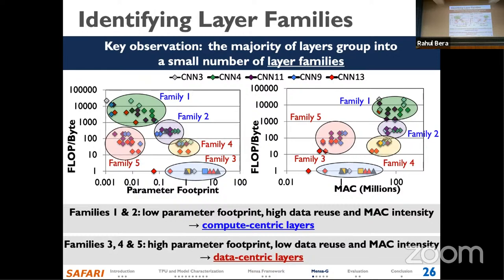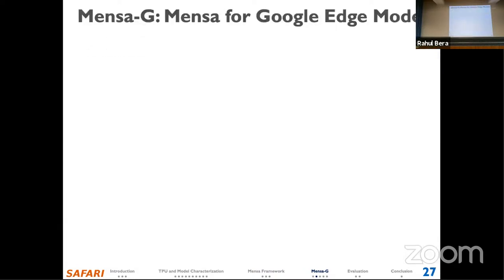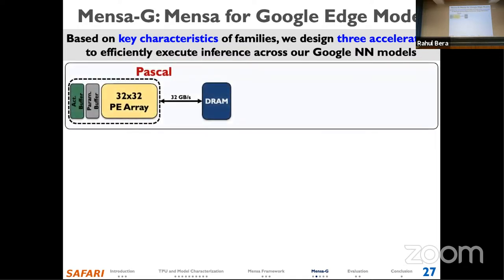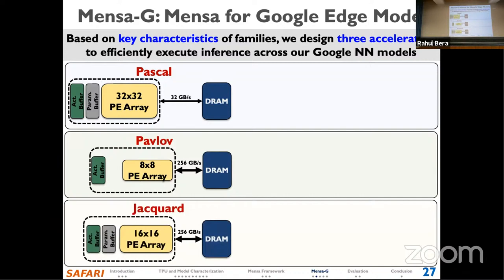Then we have layers in families three, four, and five. Those layers have high parameter footprint, as you can see over here, low data reuse in floats per byte, and also low MAC intensity. We are going to call these layers data-centric layers, and again, we are going to design a set of accelerators for them. So based on all of these characteristics of those layer families, we are going to design three main accelerators. The first one is called Pascal, the second one is called Pavlov, and the third one is called Jacquard. All of them have different sizes of processing element arrays, different dataflows, different sizes of activation buffer and parameter buffer, and different bandwidth provided by the DRAM chip itself.